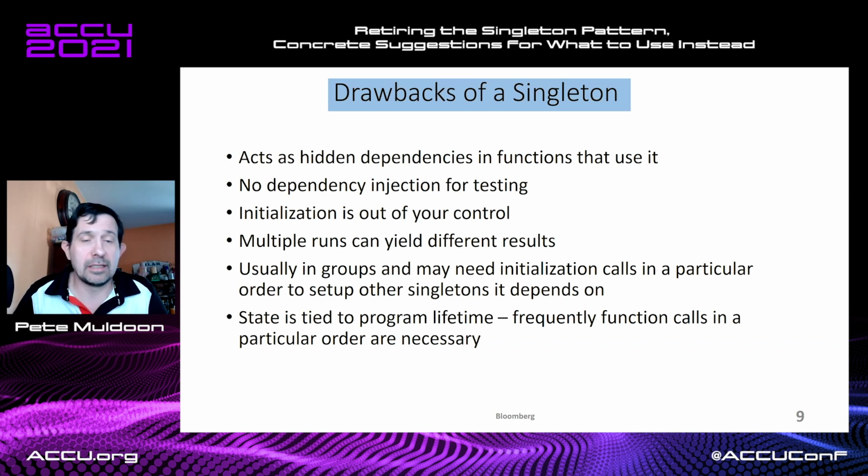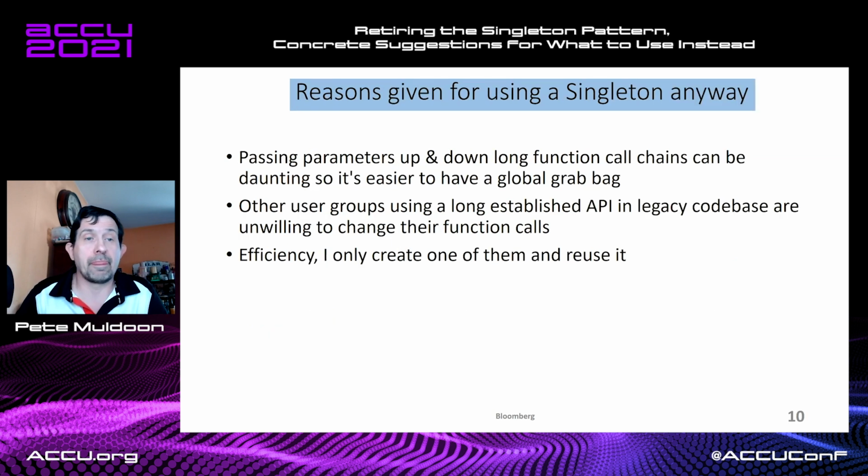In Michael Heverty's talk I referred to, he talks about a credit card object. When he ran it in his suite of tests, it ran properly. When he took the test and ran it on its own, it cored. What was wrong? Well, he hadn't initialized a credit card processor singleton, and it still cored because that needed some kind of flow control singleton, which needed a database singleton. There was a whole list of initializations needed in a particular order. And again, state is tied to program lifetime, so function calls in a particular order are necessary.